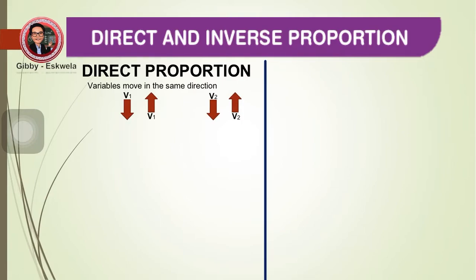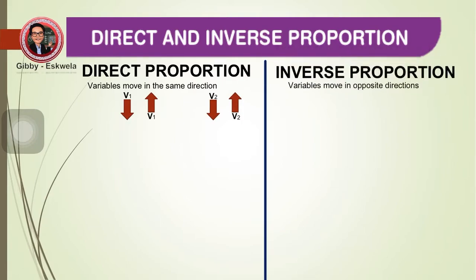Meanwhile, in inverse proportion, variables move in opposite directions. When v1 decreases, v2 increases, and when v1 increases, v2 decreases, or vice versa. Let's try to solve these problems.